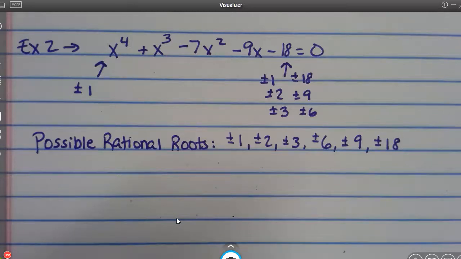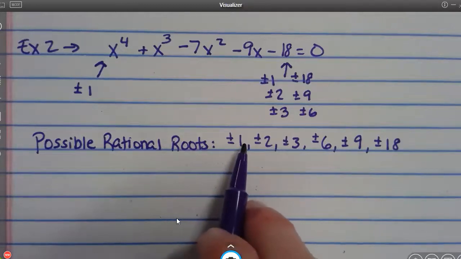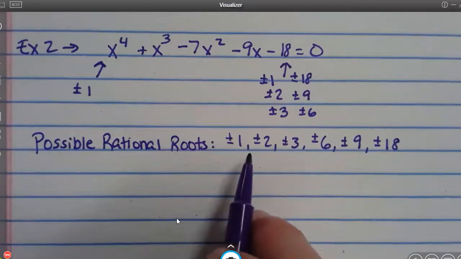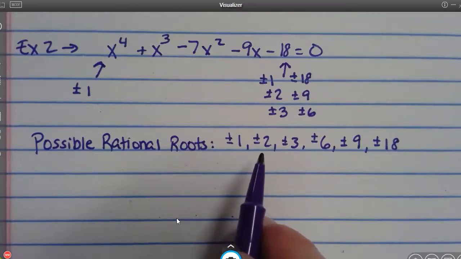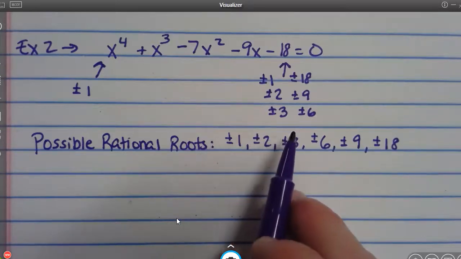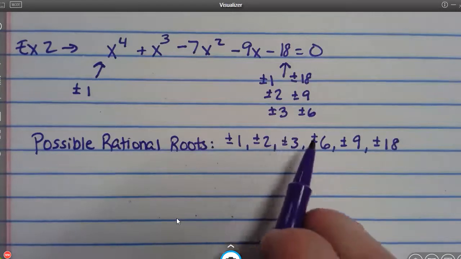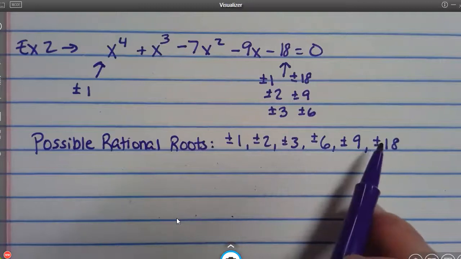Now, I'm going to give you a little bit of a spoiler alert right now. If you try 1, it's not going to work. If you try negative 1, it's not going to work. If you try 2, negative 2, none of those are going to work. Kind of a pain in a way, because you could have to guess and check quite a few of these. What if there's only 2 rational roots and they're 9 and 18? You could have to guess and check all the way up to there.